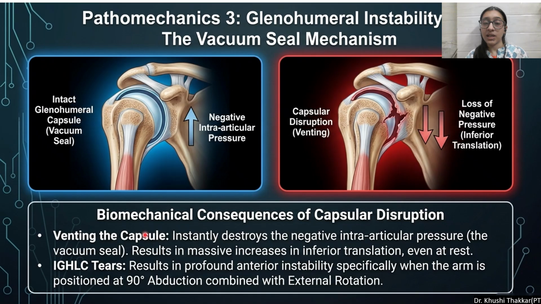What will be the biomechanical consequence of capsular dysfunction? So venting the capsule instantly destroys the negative intra-articular pressure, that is the vacuum seal, and this results in massive increases in inferior translation even at rest. The inferior glenohumeral ligament complex tears. Now this was preventing abduction and lateral and medial rotation. This results in profound anterior instability, specifically when the arm is at 90 degrees. This is the most common position of dislocation of the shoulder joint: abduction combined with external rotation.